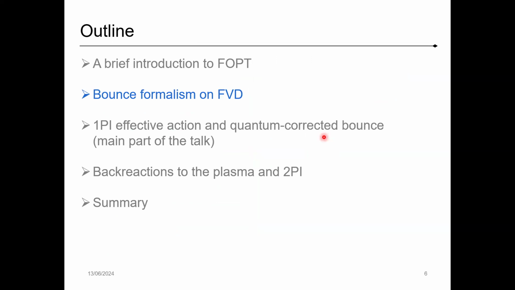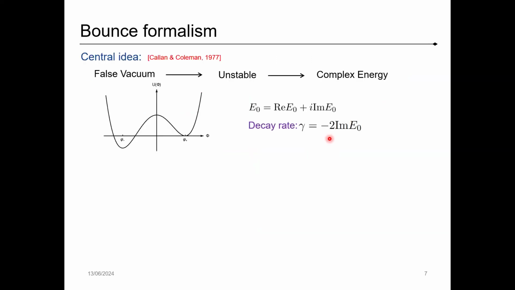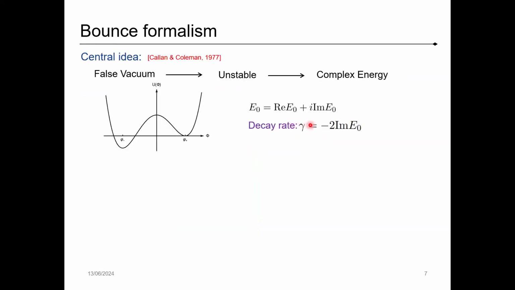Now, below, I will focus on false vacuum decay. As I said, it is just the first order phase transition at zero temperature. This is described by the standard bounce formalism. The central idea was given by Callan and Coleman in 1977. So you have a false vacuum here.